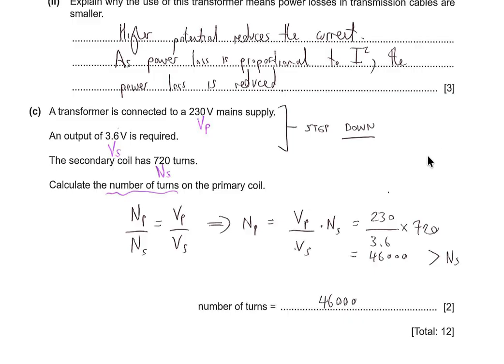All we're going to do after that is rearrange our equation, put in our numbers, and we're going to end up with our answer here, 46,000. Now, if you compare that, we've said 46,000 in the initial coil. We started with, and then we've got 720 on the final, so that is definitely a step down, which is why our answer here is so big.